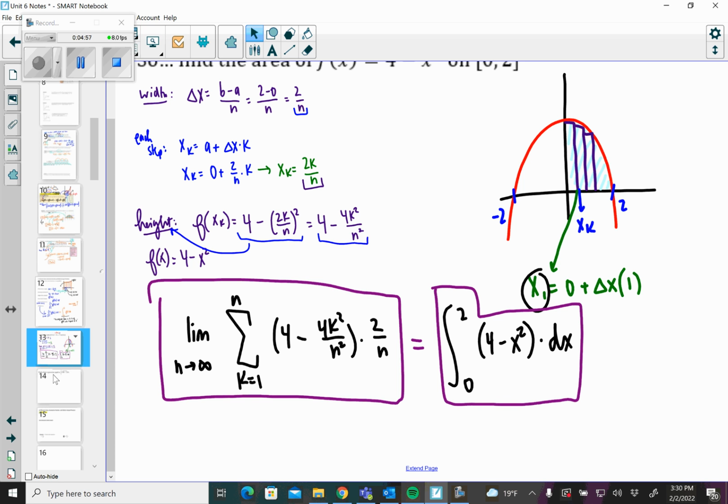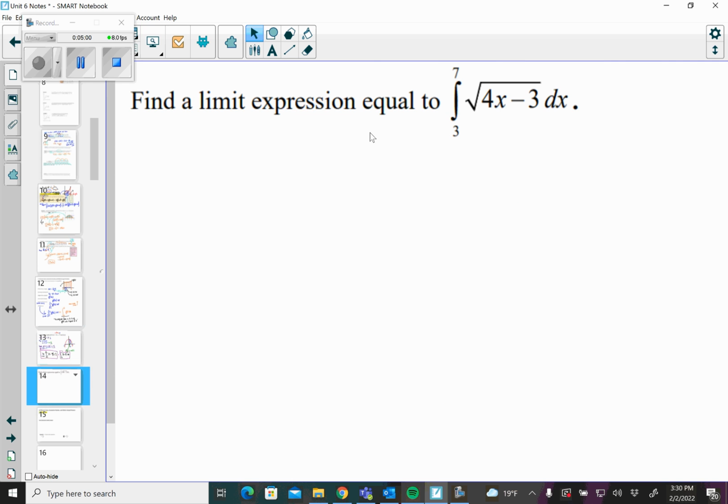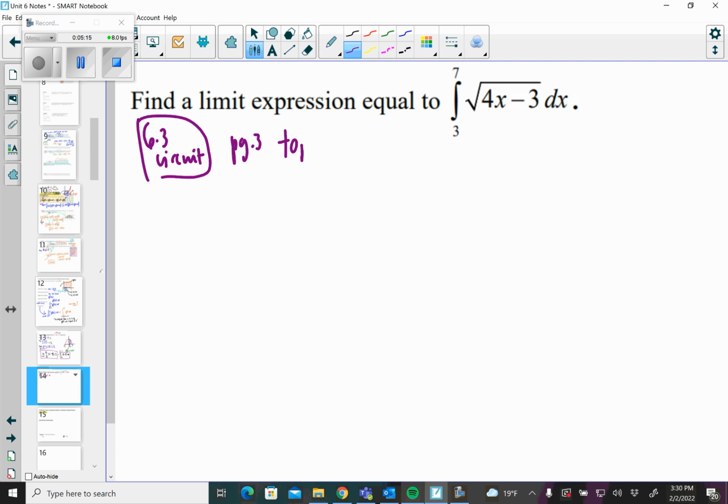The next problem I want to look at is actually a problem from the homework. Specifically, this is on the 6.3 circuit. This is an example from page 3, and I think it is the top left problem. So they want us to now reverse the order. We're given this integral notation, and we need to figure out what this would look like as a limit. So let's notice a couple things. The first thing I notice is that we do not start at 0. That's important to pay attention to.